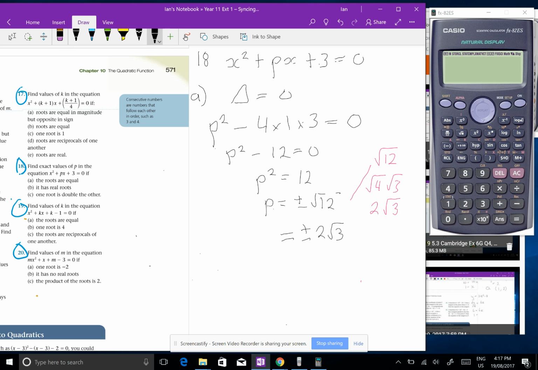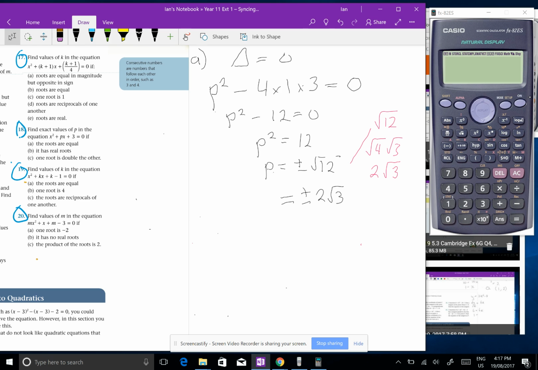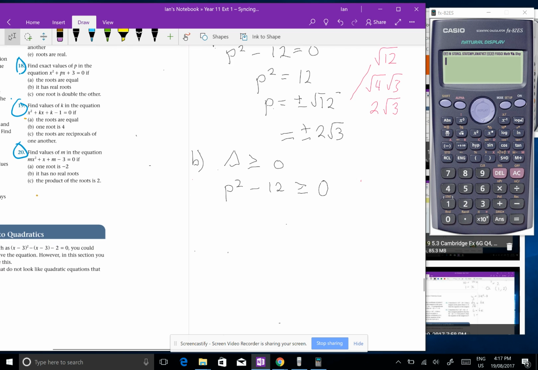I'm going to jump straight into b, because b follows on pretty much from this, because it says the roots are real. Well, that means the discriminant has got to be greater than or equal to 0. Now, I've already solved this. I've already found where this is. So it's p squared minus 12 has got to be greater than or equal to 0. Now, I've already found the 2 points. It's plus or minus 2 root 3.